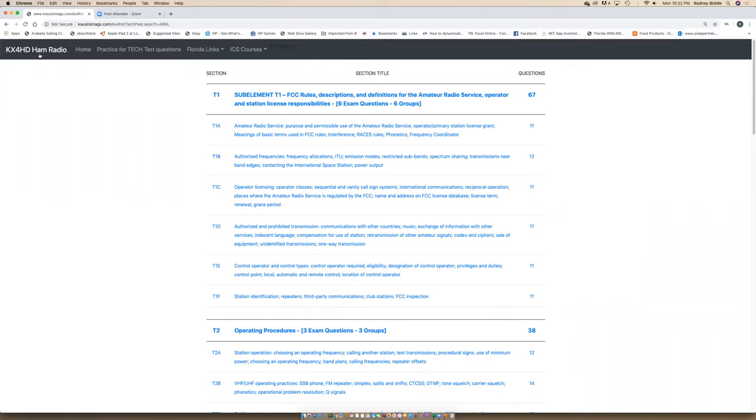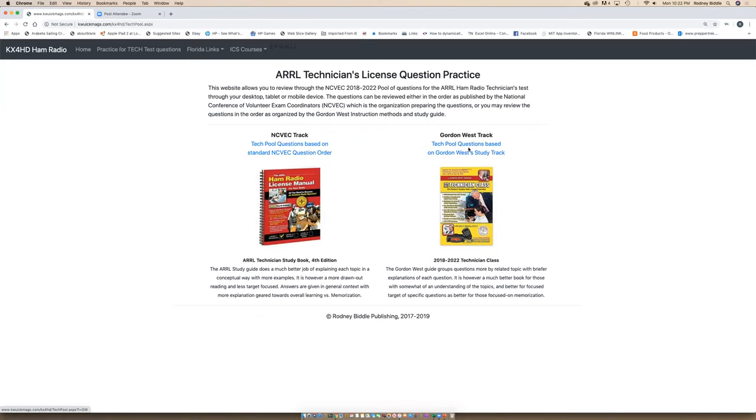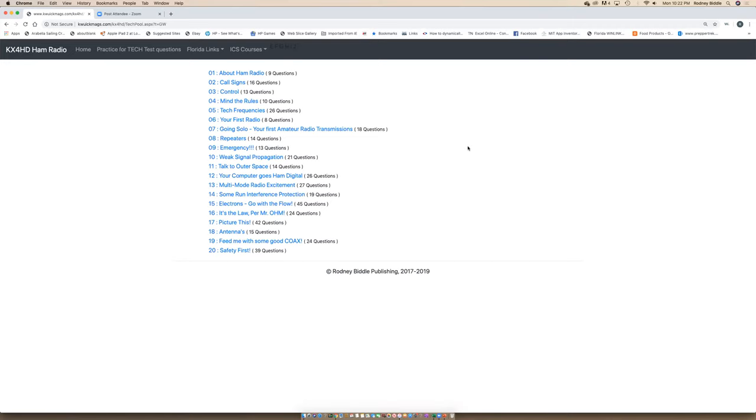Clicking on KX4HD Ham Radio, I'm going to go back to the main page. And we'll go into Gordon West track. This is the track that we will be following throughout this course. Gordon West breaks it down to 20 different groups. And we're going to be starting in section one about ham radio.